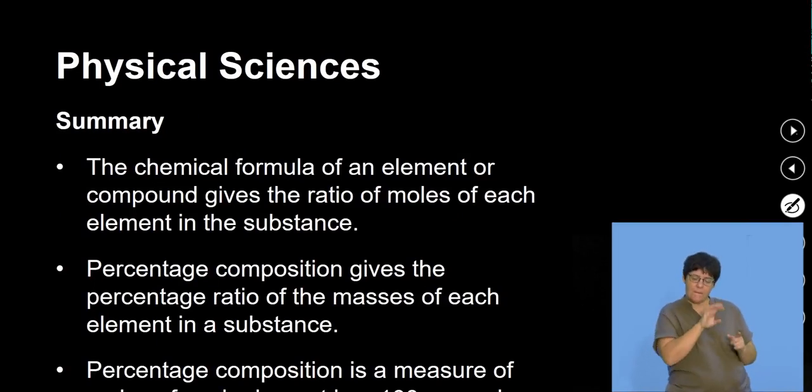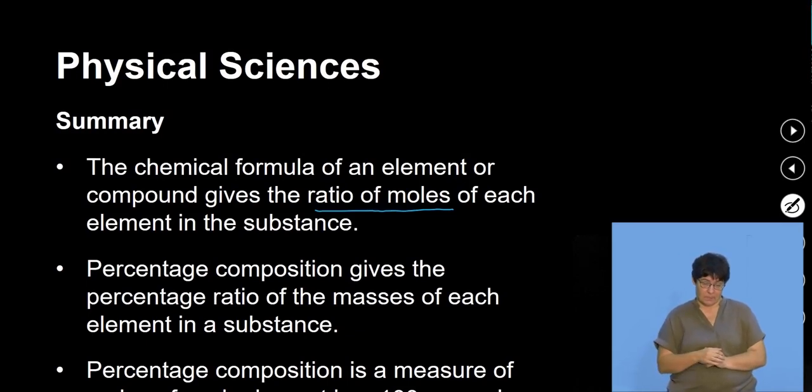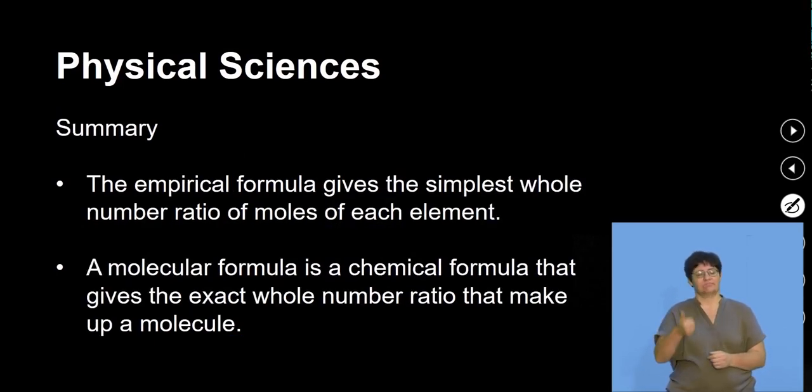So at the end of the day, we want to appreciate that the chemical formula of an element or a compound gives us the ratio of moles. It's always about the moles of each element that is present in a substance, which in most cases is a compound. And the percentage composition gives us the percentage ratio of the masses of each substance. And the last that we did, the percentage composition is a measure of the moles of each element present in a 100-gram sample, because we want to express this as a percentage. So those are the main ideas.